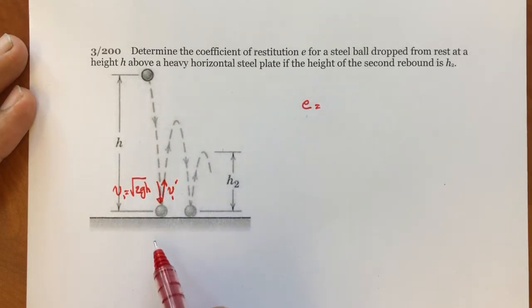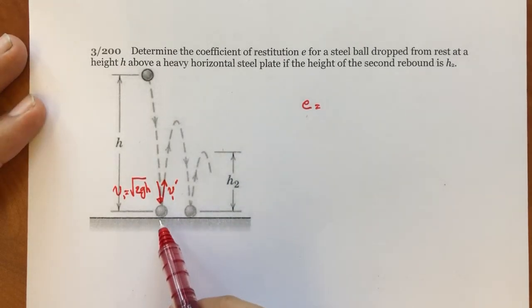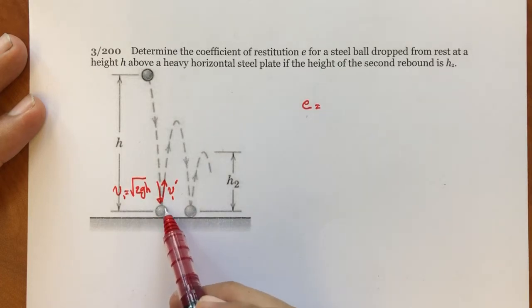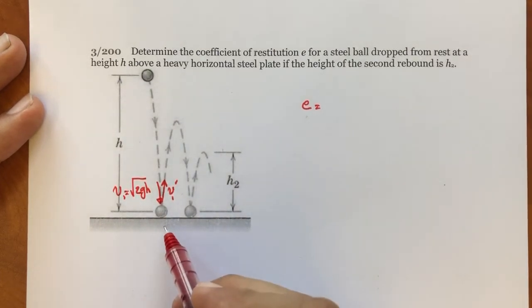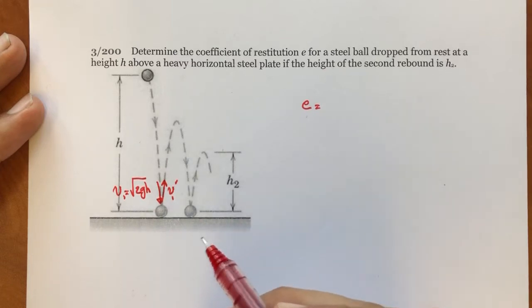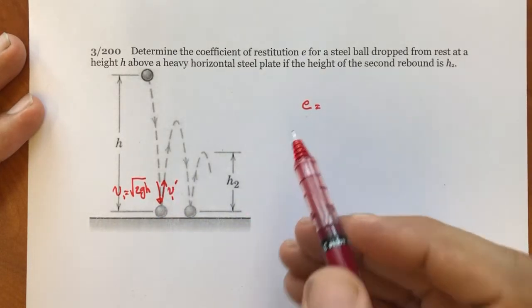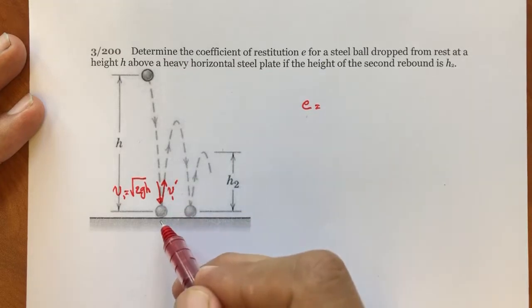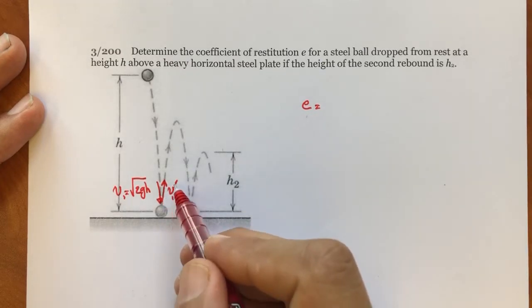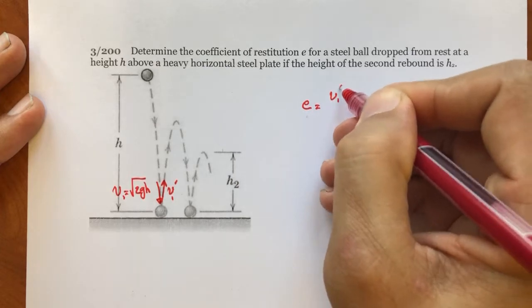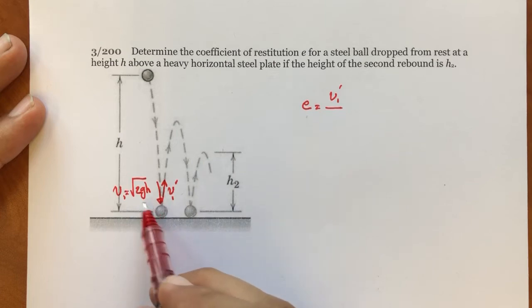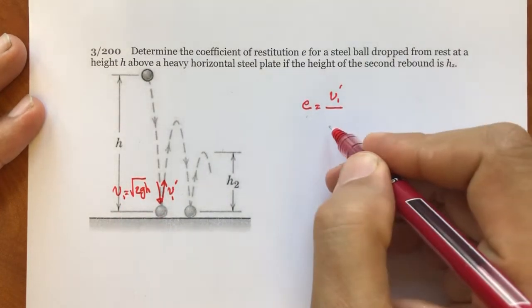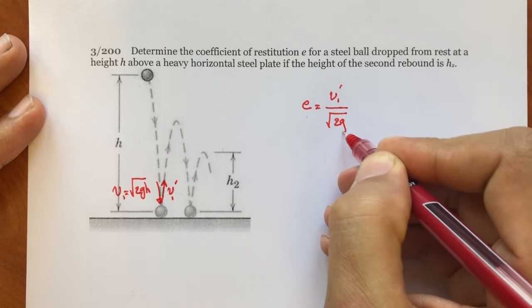For collision, we need two materials, right? It happens between two bodies. The first body is this particle, and the second body is the ground. The velocity of the ground is not going to change before impact and after impact. It's going to be equal to 0, right? So the coefficient of restitution is going to be equal to the relative velocity after impact, which is v1 prime minus 0, divided by the relative velocity between the particle and ground before impact, which is just v1, equal to the square root of 2gh.